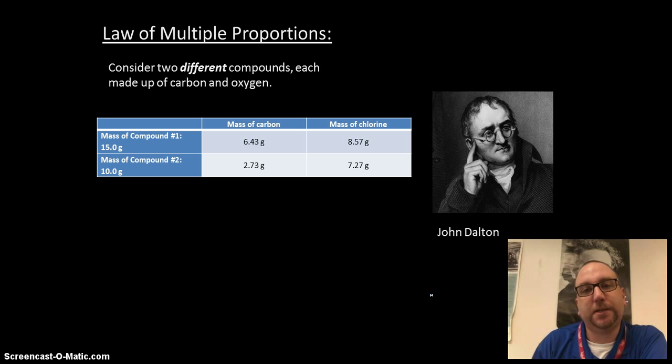And this was devised by John Dalton based off the work of Joseph Proust. What this says is that if you have two elements and they can make two different compounds, if you take the ratio of the masses of the elements in each compound, the ratio of those masses will themselves be a whole number ratio. Okay, I know it sounds a little confusing. Let me show you, and I think it will make a little bit more sense.